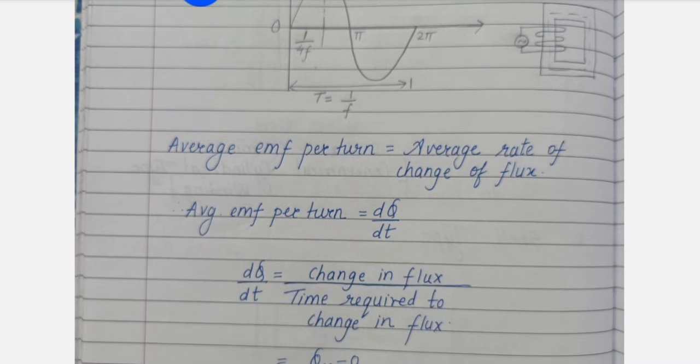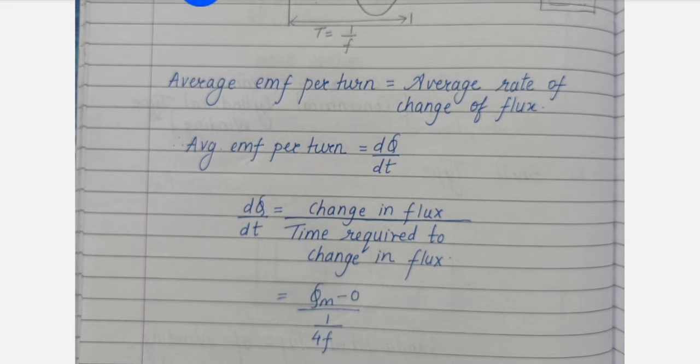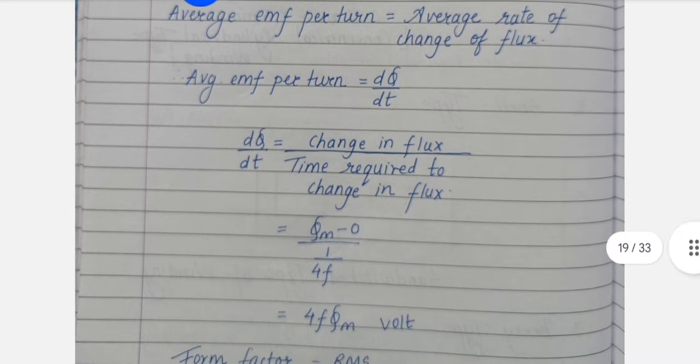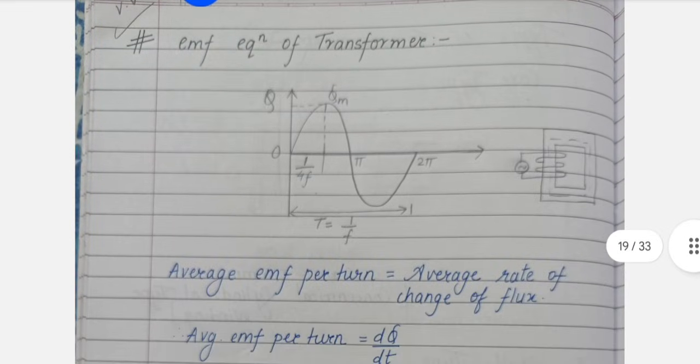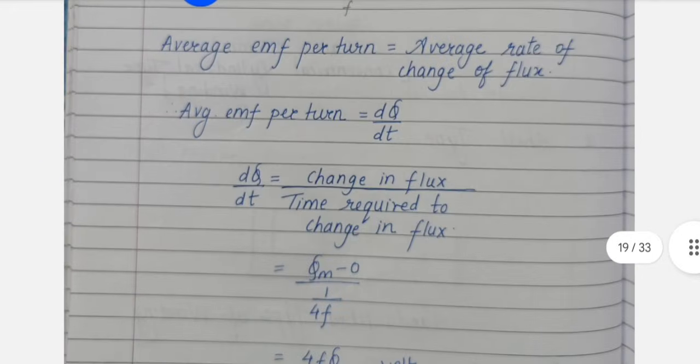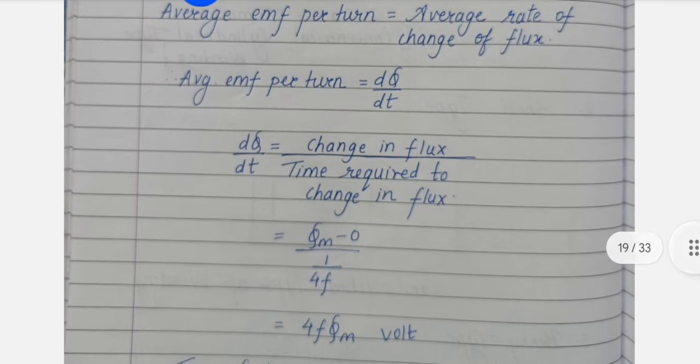We all know what is EMF. So the same thing here, it will be equal to average rate of change of flux, which will be equal to d phi by dt. We all know what is rate with respect to time and the change in flux, so we can write d phi by dt. So here change in flux upon time required to change in flux, okay. So what is d phi? What is the change in flux in the diagram? It is phi m maximum. So here you can write phi m minus 0, that is minimum.